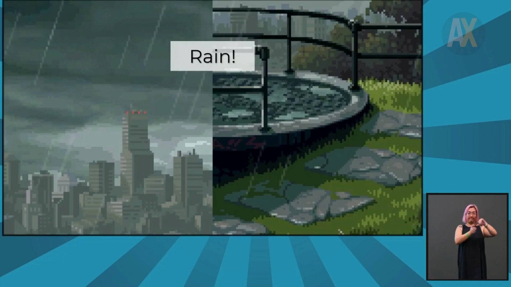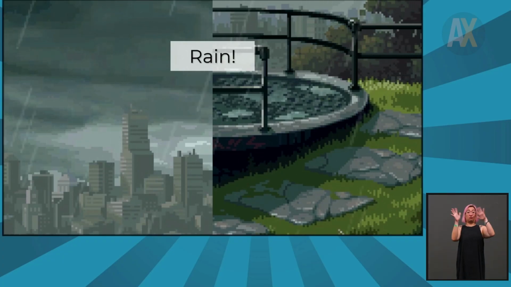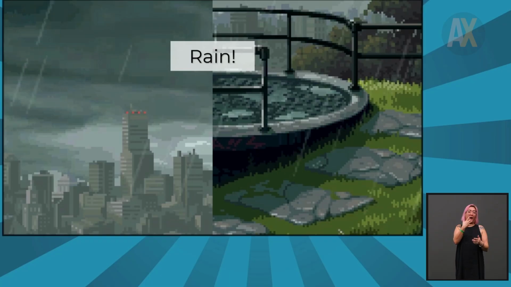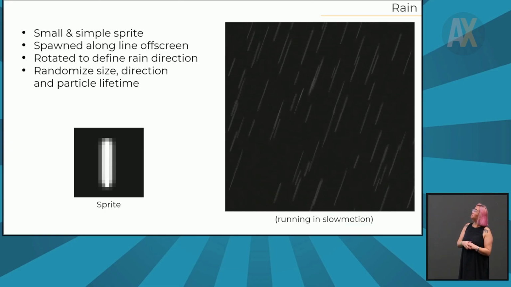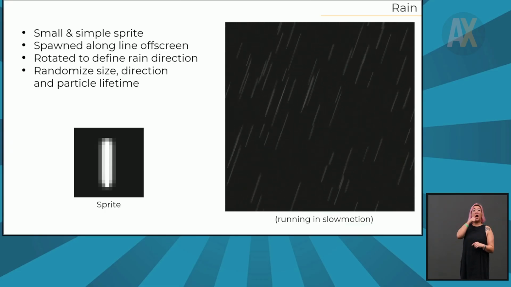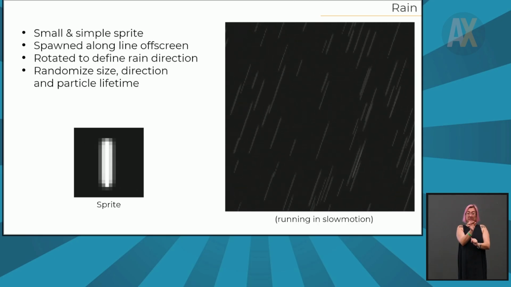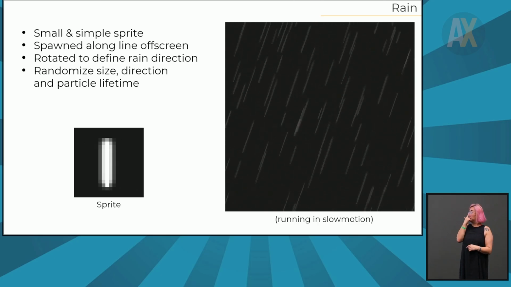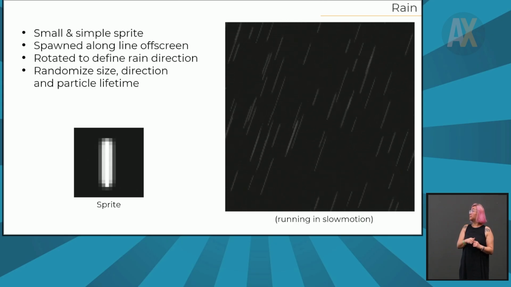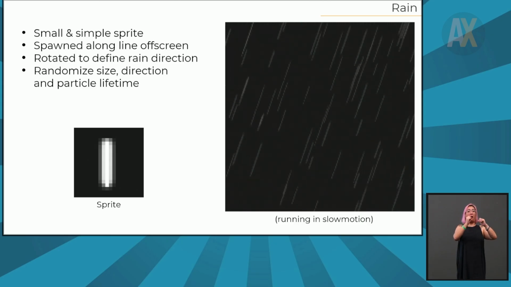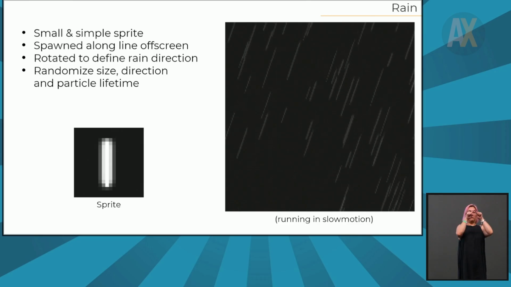So let's move on to the next topic, which is rain. Because we couldn't have a Kathy Rain game without rain, of course. The main tool we used here was, again, particle systems, which allowed us to spawn a lot of sprites at a time. For the falling rain, I used a small and simple sprite with an elongated shape, the very small one here on the left. And we spawned that along a line off screen. Then we could rotate the particle system and the particle to define the direction of the rain.